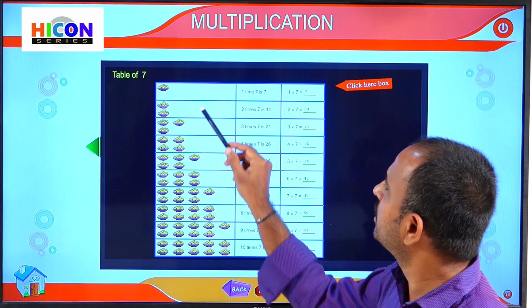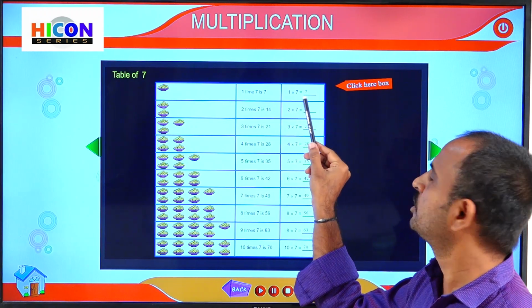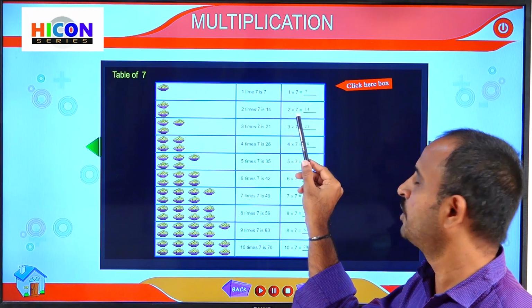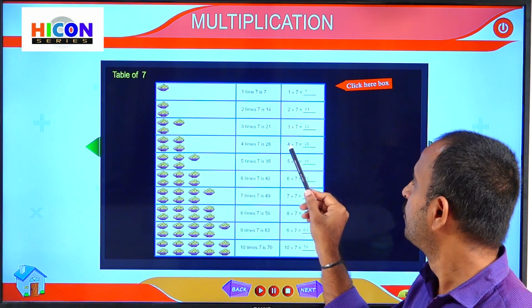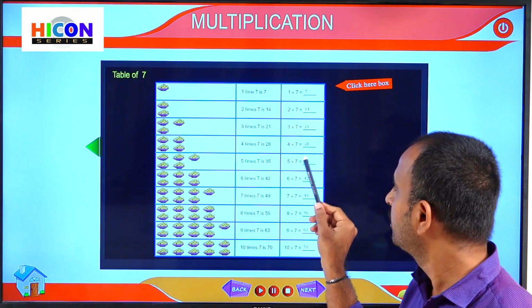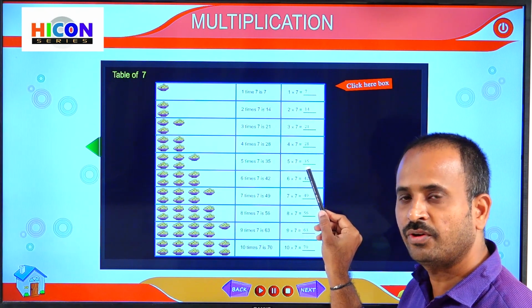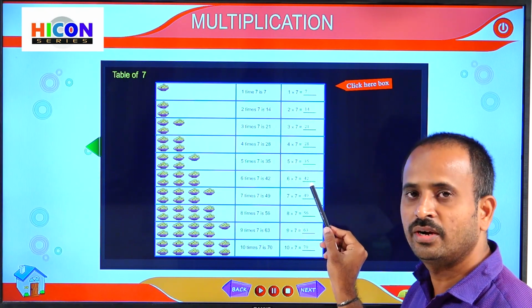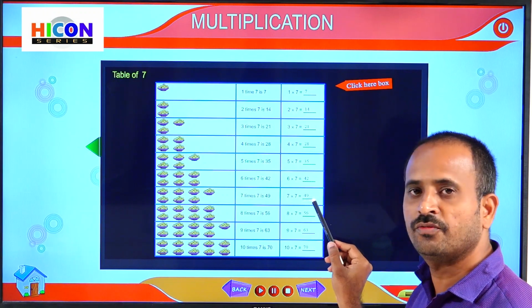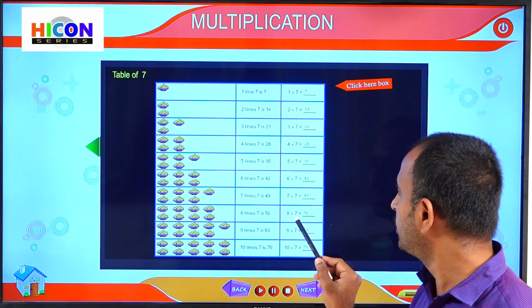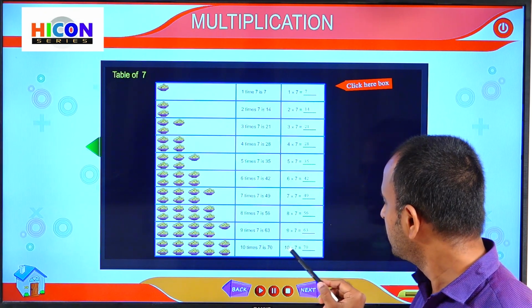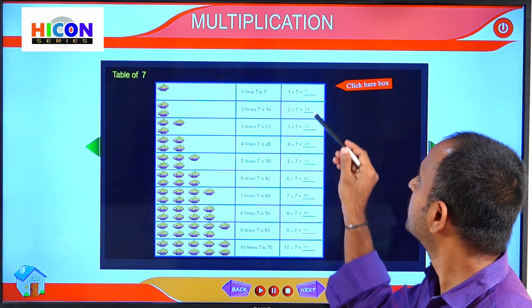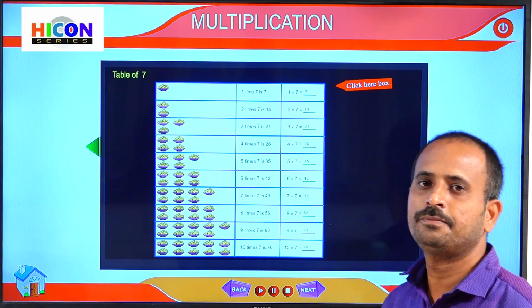So children, this is the table of 7. So 1 7 jar 7, 2 7 jar 14, 3 7 jar 21, 4 7 jar 28, 5 7 jar 35, 6 7 jar 42, 7 7 jar 49, 8 7 jar 56, 9 7 jar 63, 10 7 jar 70. So this is the table of 7.